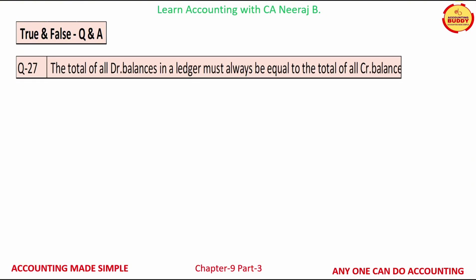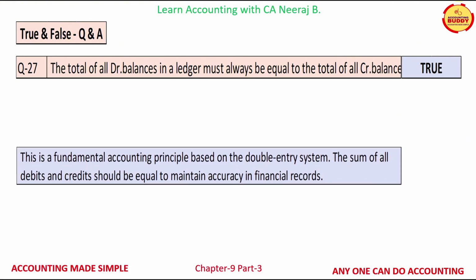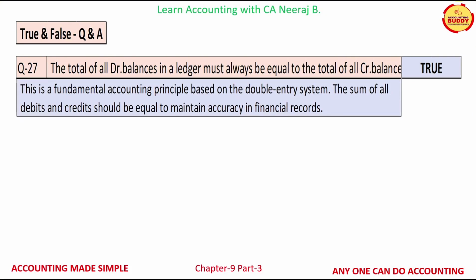Question number 27 is the total of all the debit balances in a ledger must always be equal to the total of all the credit balances. This is a true statement. This is a fundamental accounting principle based on the double entry system. The sum of all the debits and credits should be equal to maintain the accuracy of the financial records.